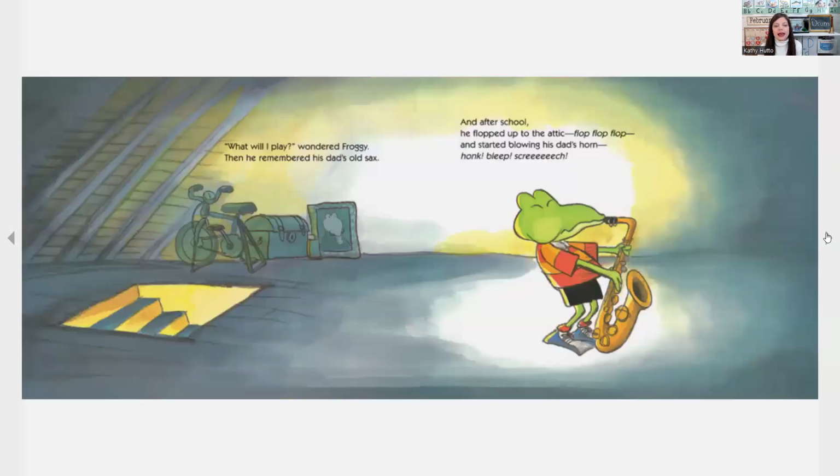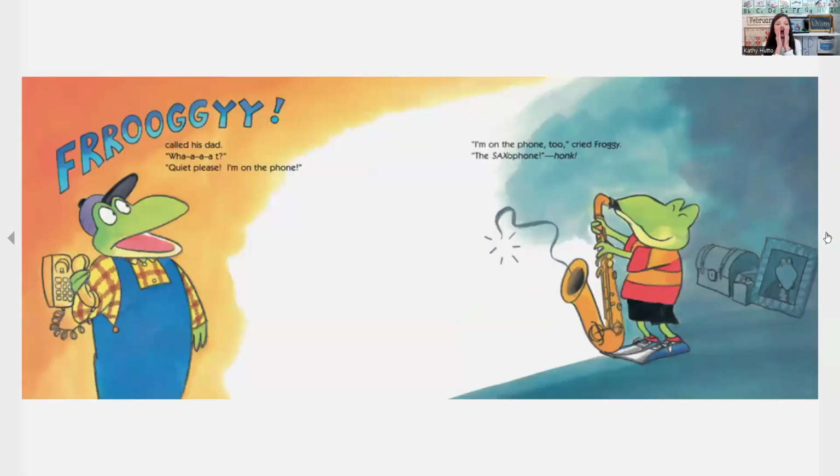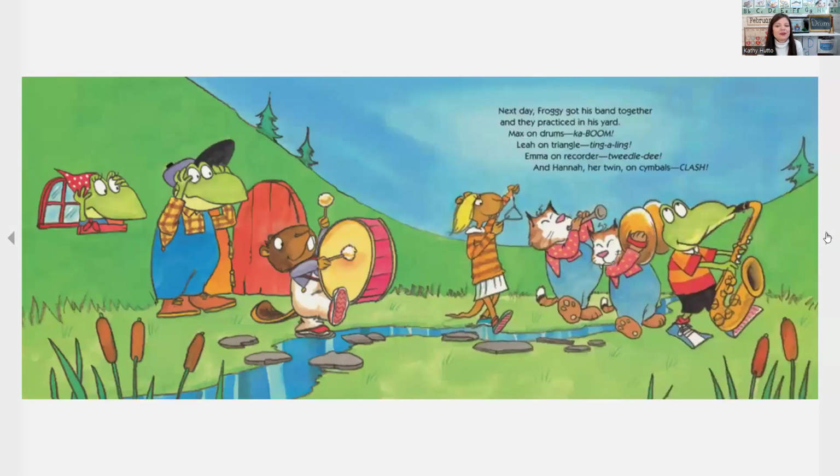"What will I play?" wondered Froggy. Then he remembered his dad's old saxophone. After school, he flopped up to the attic, flop, flop, flop, and started blowing his dad's horn. Honk, bleep, screech. "Froggy," called his dad. "What?" "Quiet, please. I'm on the phone." "I'm on the phone too. The saxophone," said Froggy.